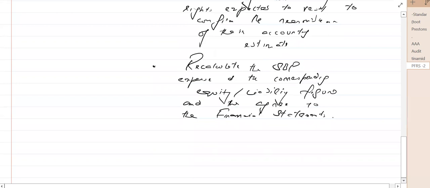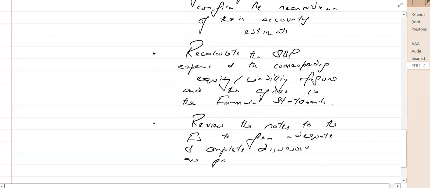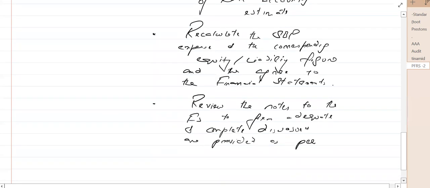And this procedure: review the notes to the financial statements to confirm adequate and complete disclosures are provided as per IFRS 2. Earn you the free marks.